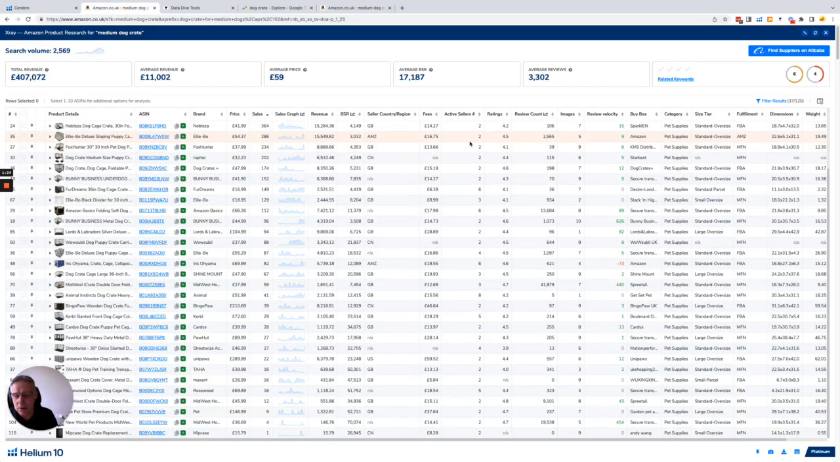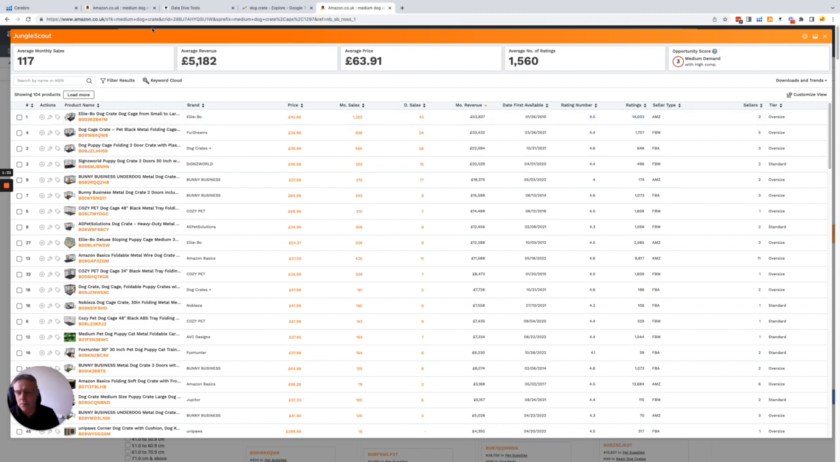So let's just have a look at the tools. We tend to use a variety of tools. This is Helium 10. We've got Data Dive. We've also got Jungle Scout, but you don't necessarily have to use these tools to do what we're doing.